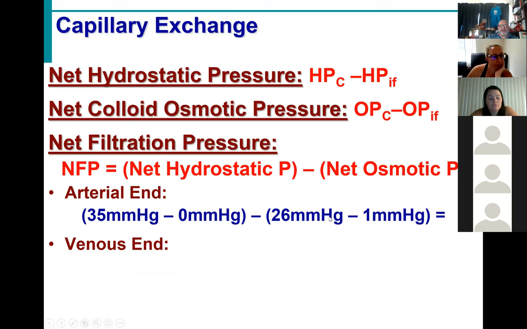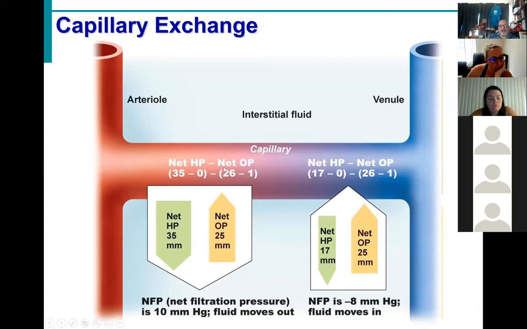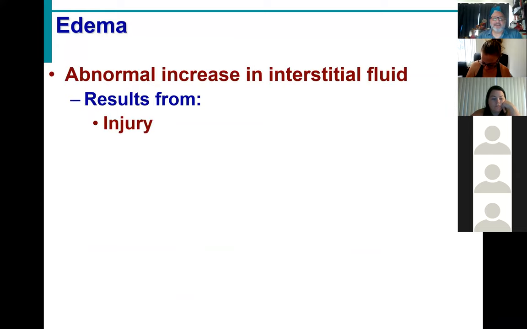So we did that. We calculated all of that. And here's the pretty picture from your textbook. At the arterial end, we got that positive 10 out. At the venous end, the negative 8 back in. All right? Questions on that? All right, excellent. So as we were talking about, those capillaries are a bit leaky. And if we're not good about getting that fluid back into the cardiovascular system, we get edema. Edema is an abnormal increase in interstitial fluid.